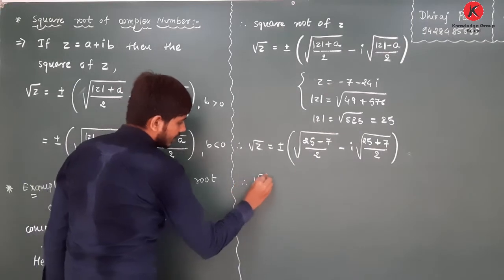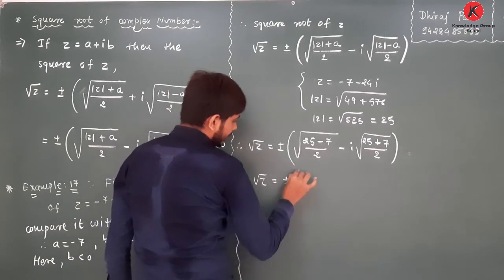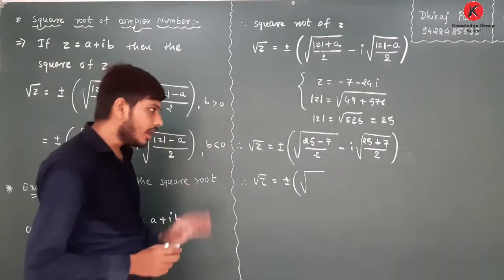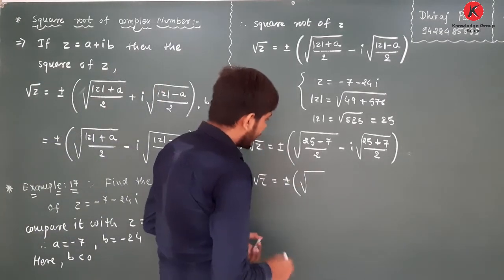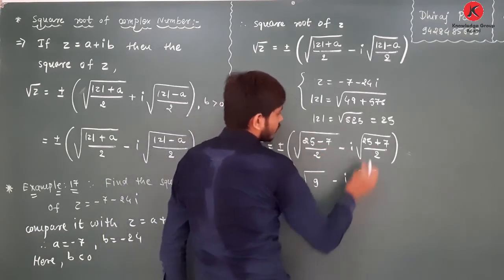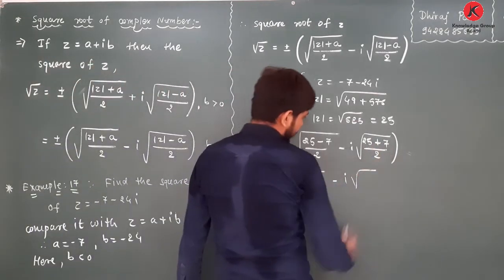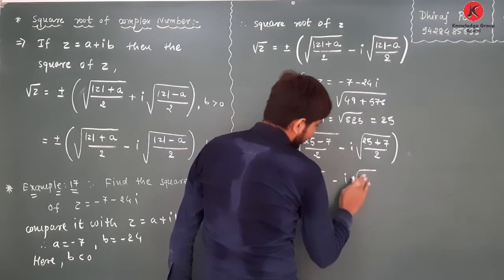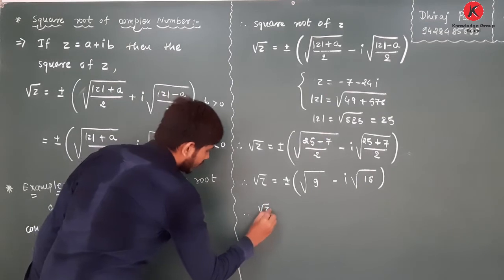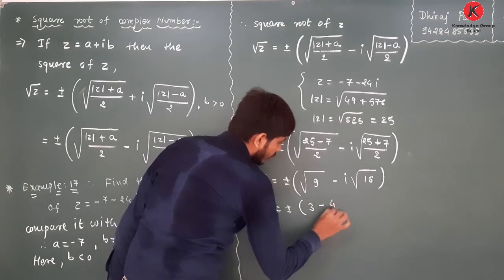Simplify this. We are getting under root of z equals plus or minus under root of 25 minus 7, that is 18, divided by 2. 18 divided by 2 means 9. Minus i under root of 25 plus 7, that is 32, divided by 2, directly 16. Clear? Therefore I am getting under root of z equals plus or minus, this will become 3 minus 4i.